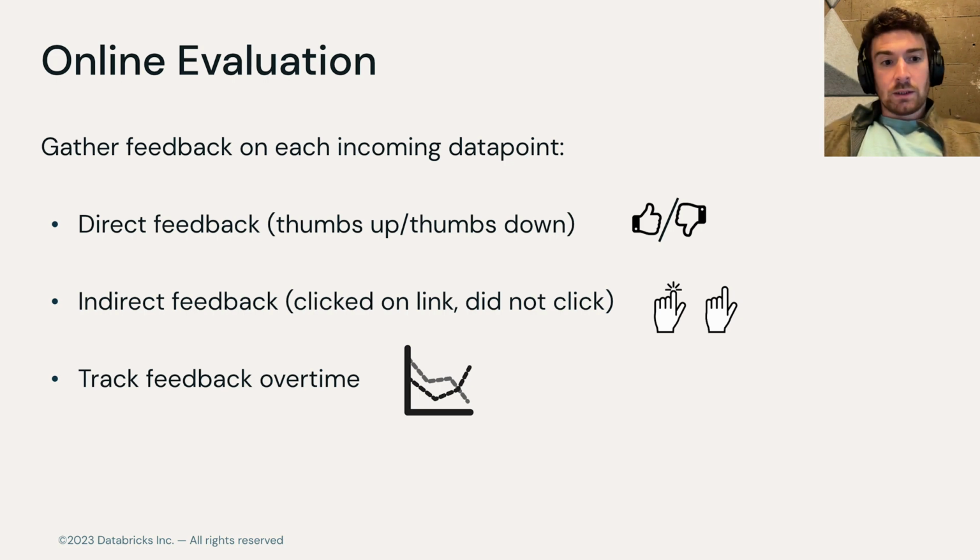There's also other forms of feedback that can be more indirect. So if you're serving up relevant links, if someone clicks on a link, that probably means you did a good job. If they did not click, then that means that the model might not be doing a good job. And so you can use this as an indirect measure of feedback. And with both of these, the idea is to track these over time, and you can start to notice when the model performance starts to degrade.